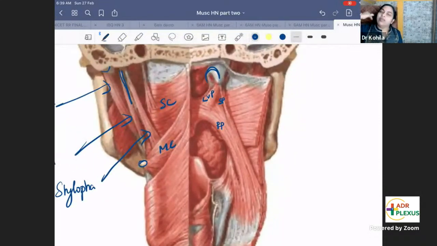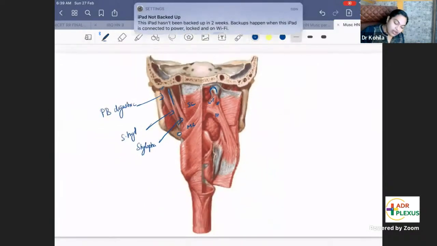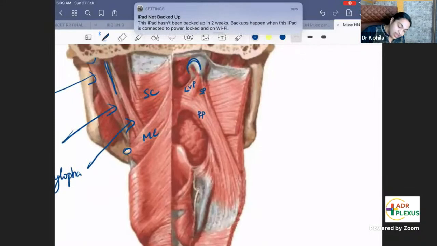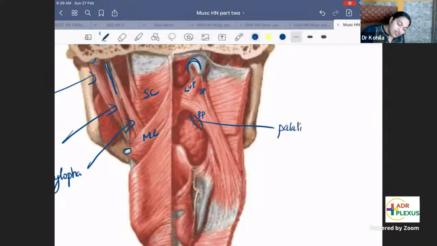This is a posterior part of your oral cavity. What do you get to see in the posterior most part of the tongue? This is your palatine tonsil. This is palatine tonsil. What could this be?